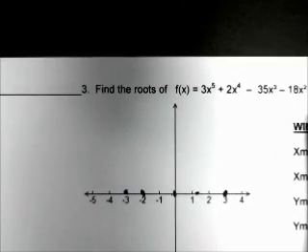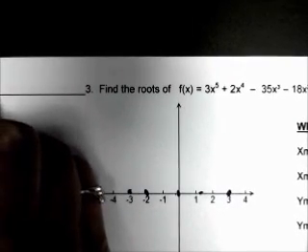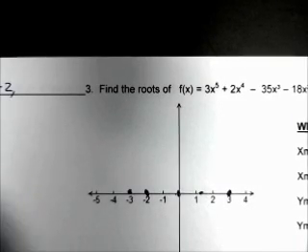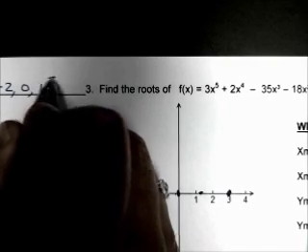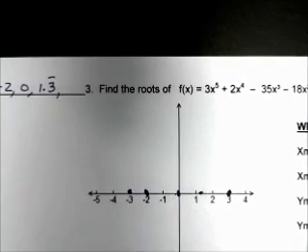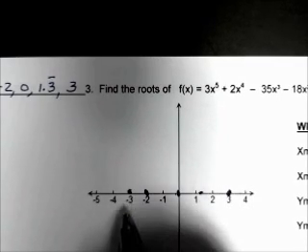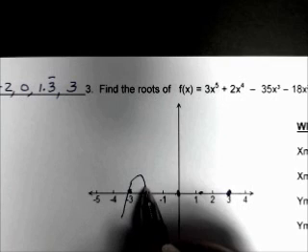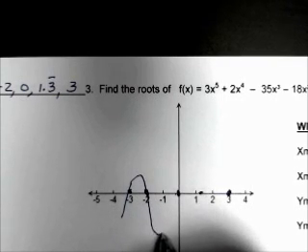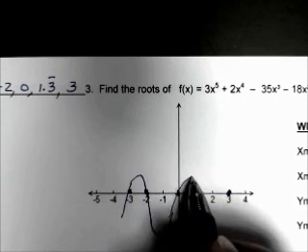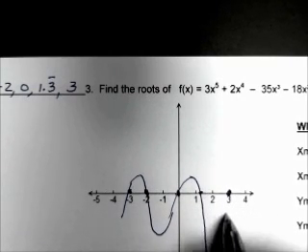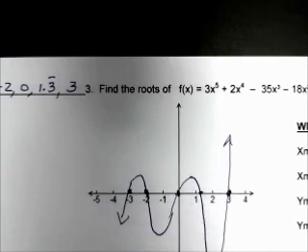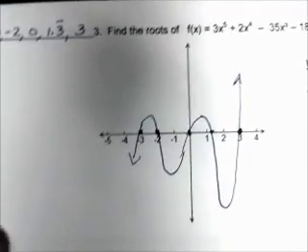Let me list the roots on the line: -3, -2, 0, 1.3 with a bar over it, or 1 1/3, and 3. And now let's sketch our graph. Looks like this. Five distinct roots.